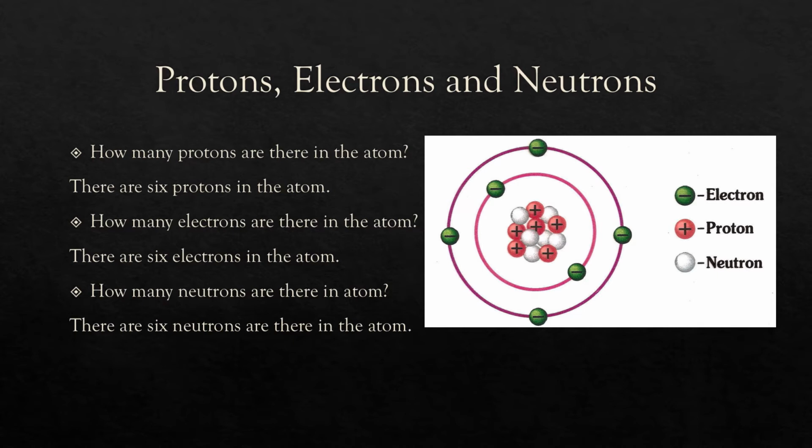The third question is, how many neutrons are there in this atom? You have to take a look at the indicator again. It has no charge and is colored white. It is in the middle, inside the nucleus. So there are 1, 2, 3, 4, 5, and 6. So there are 6 neutrons in this atom.